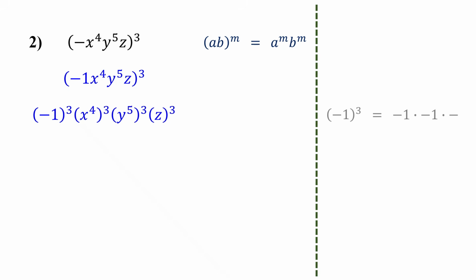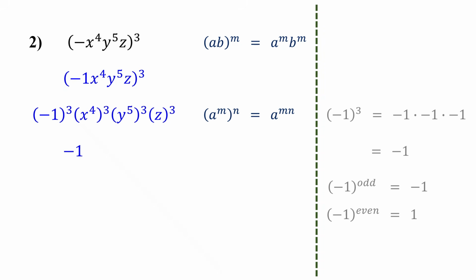-1 to the third is -1 multiplied by itself 3 times, which equals -1. In general, -1 raised to an odd power stays negative. Raised to an even power, it becomes positive. Keep this in mind. You won't need to multiply it out every time. Now let's look at x and y.